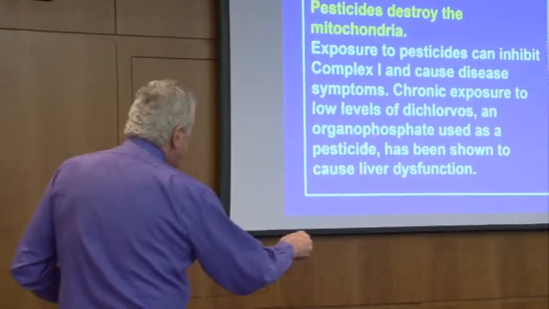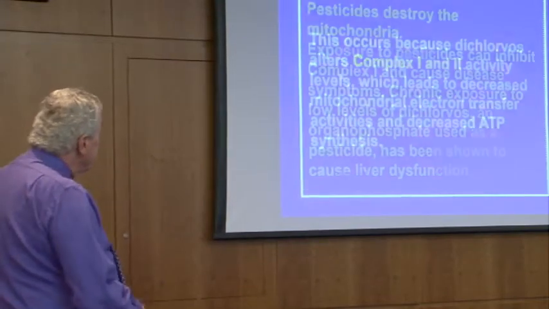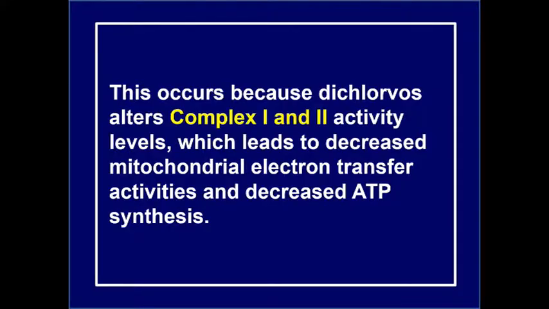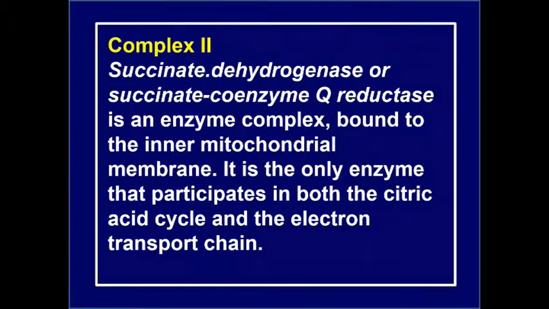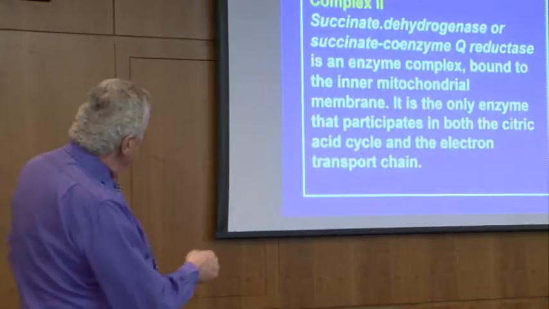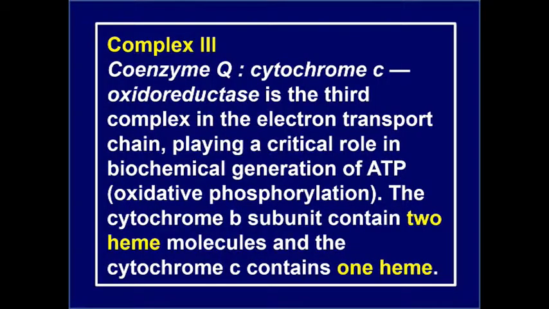Specifically, dichlorvos and other organophosphates. These can damage complex 1 and 2. Complex 2 is actually part of the Krebs cycle. It's succinate dehydrogenase, where FADH2 comes in.